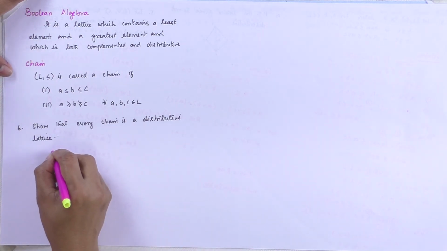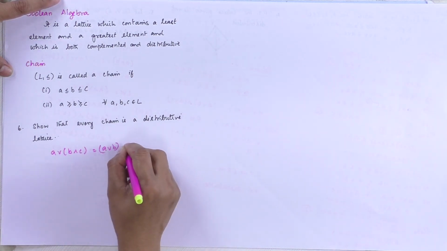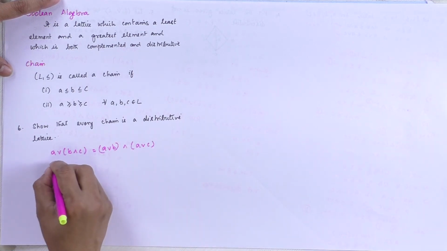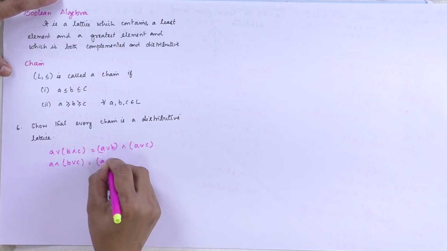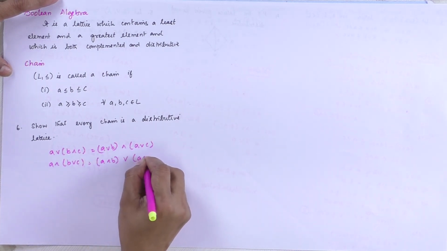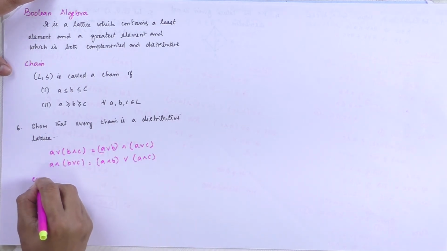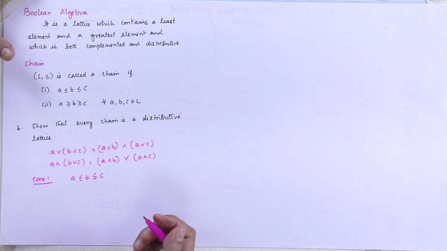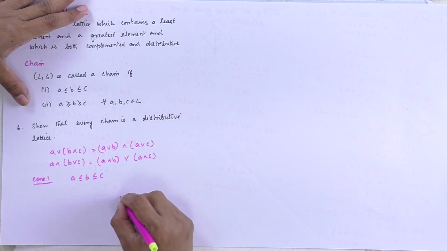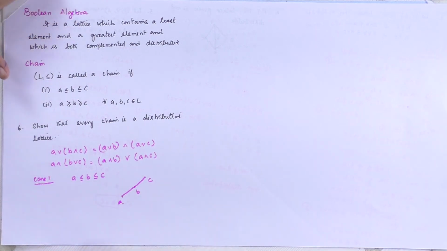So distributive, I will have A or B and C is equal to A or B and A or C, or else A and B or C, I will have it to be as A and B or A and C. So now I will have to prove my chain is distributive. Case 1, I will have the case to be as A less than or equal to B less than or equal to C. So now which means that A I will have here B and then C. A, B, C. I am comparing. So A is least of these two, right.